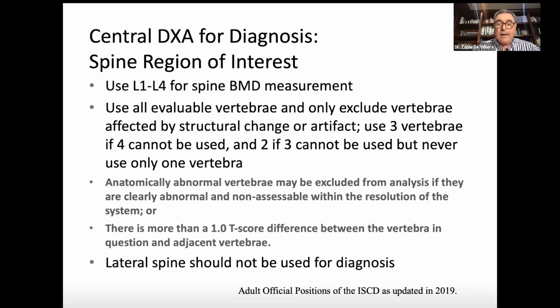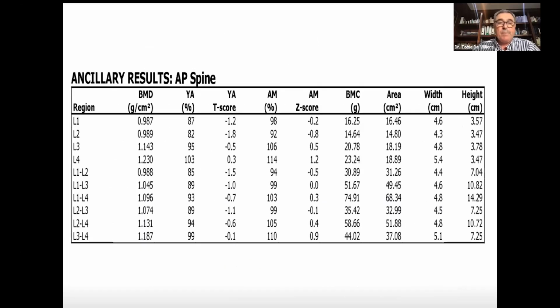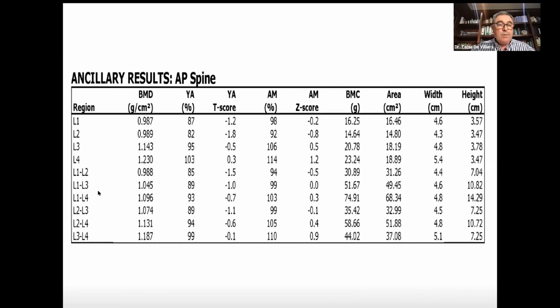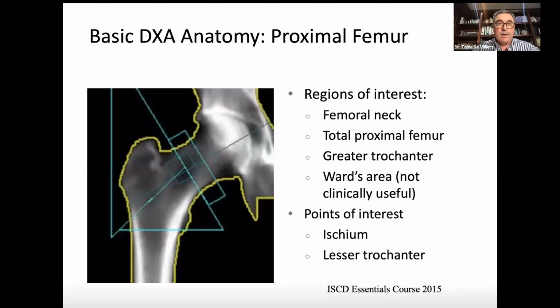The lateral spine is something some of the older machines use, so that's not really appropriate. So this is the ancillary results of the spine, and you'll see here the T-score of L1, L2, L3, and L4, but the machine will also give you different measurements, L1 to whatever, so you can decide which one you want to use for the report.